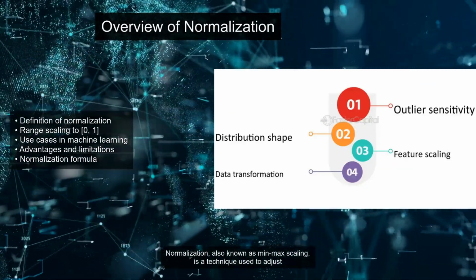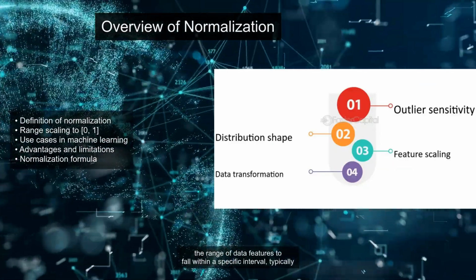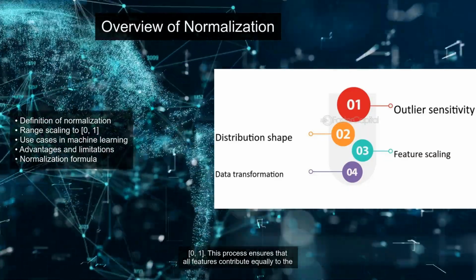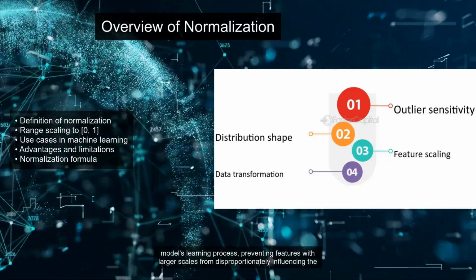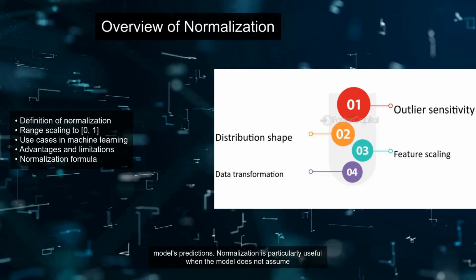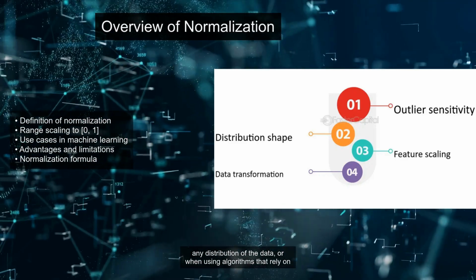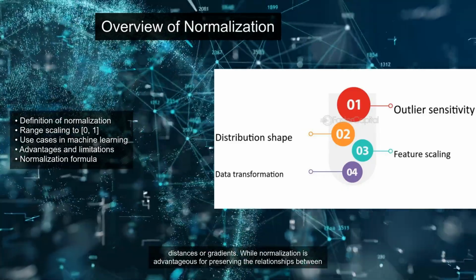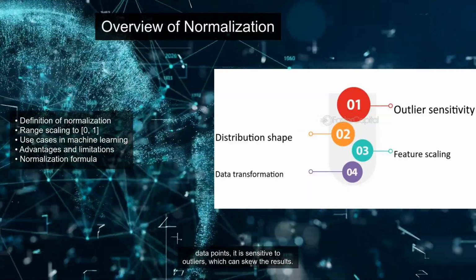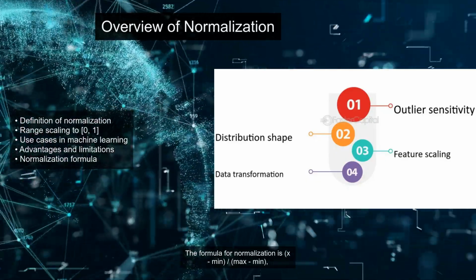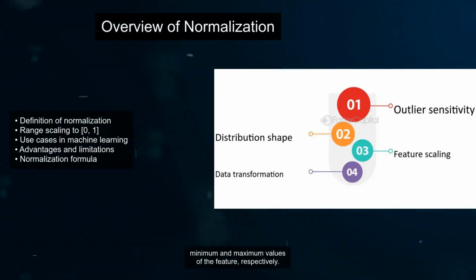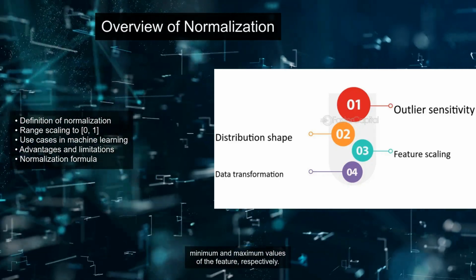Normalization, also known as min-max scaling, is a technique used to adjust the range of data features to fall within a specific interval, typically 0 to 1. This process ensures that all features contribute equally to the model's learning process, preventing features with larger scales from disproportionately influencing the model's predictions. Normalization is particularly useful when the model does not assume any distribution of the data, or when using algorithms that rely on distances or gradients. While normalization is advantageous for preserving the relationships between data points, it is sensitive to outliers, which can skew the results. The formula for normalization is (x - min) / (max - min), where x is the feature value, and min and max are the minimum and maximum values of the feature, respectively.